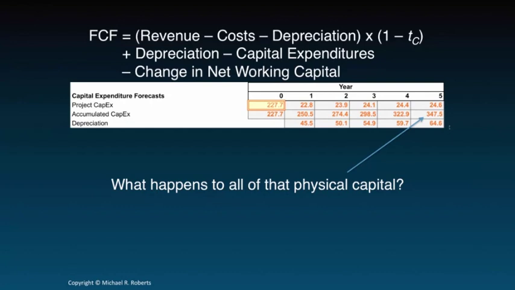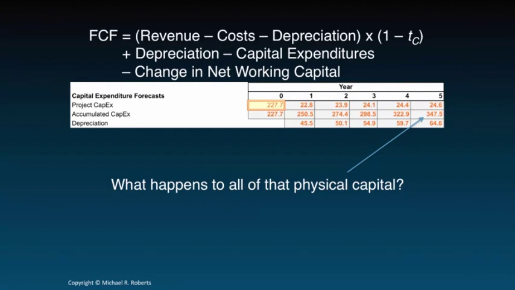Now, here's a question. What happens to all of this physical capital at the end of the project, at the end of the 5 years? It certainly doesn't evaporate, right? It doesn't disappear. We can sell it, or we can redeploy it for another purpose. So we need to recognize that. Otherwise, we're going to underestimate cash flows.